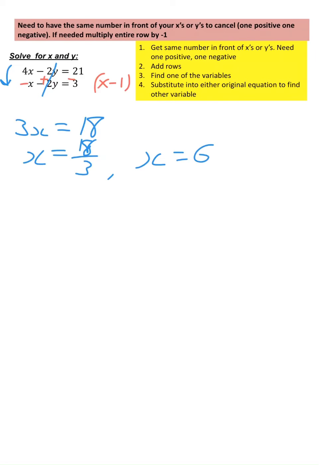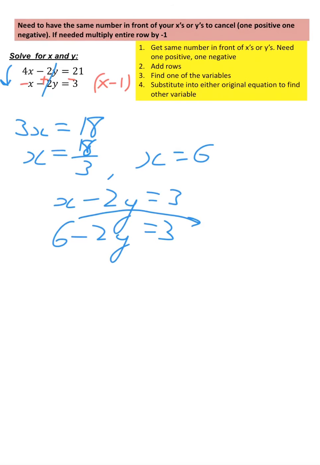So I'm going to substitute into the second one. Remember, it's the original that you're substituting into. And the original was x minus 2y is equal to 3. So now putting 6 in for x, I have 6 minus 2y is equal to 3. Bring the 6 across, so it'll be minus 6, so minus 2y is equal to 3 minus 6, which is minus 3.